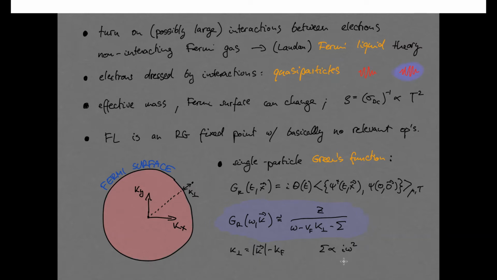So you see, for very small omegas, this omega squared is much smaller than the energy of the particle. So this means that this particle is a long-lived quasi-particle. Finally, this Z in the numerator is the residue of the pole on the complex frequency plane. And this stays finite as you move closer and closer to the Fermi surface, whereas k perp goes to 0.